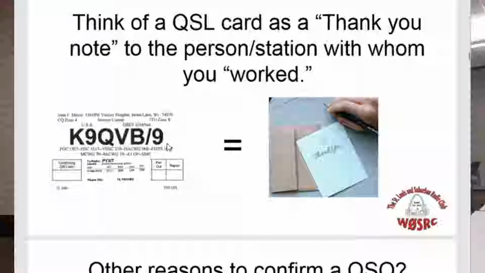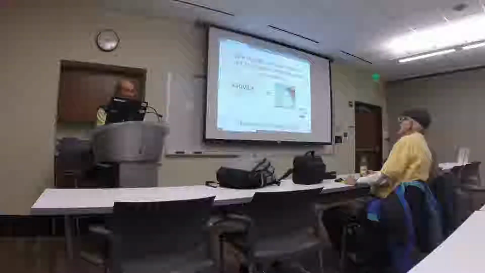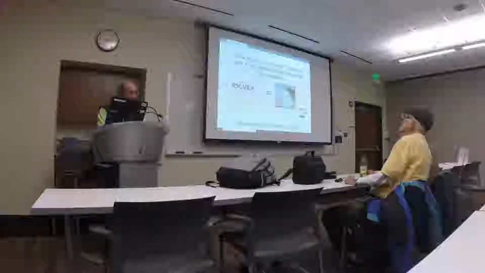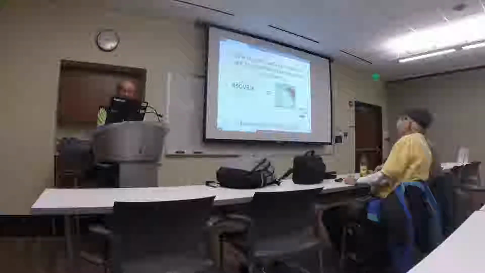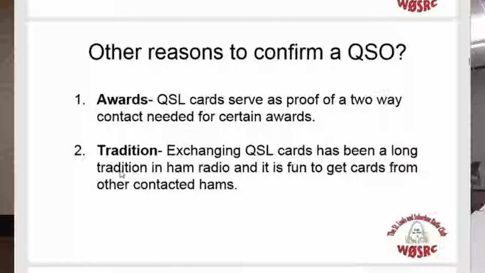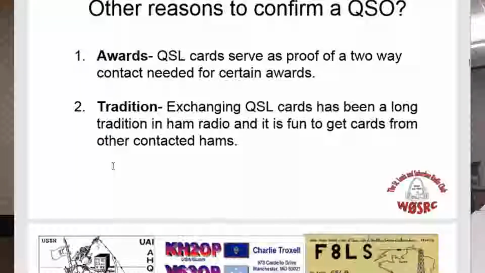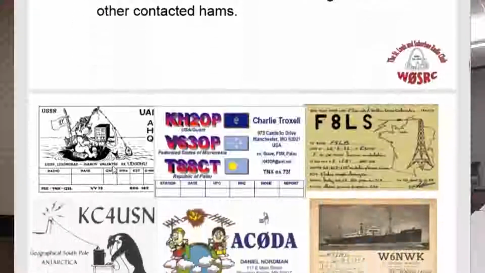In other words, there's K9QVB/9 with a QSL card. In other words, I worked that station. Here's acknowledgement. Here's proof. If you're going to do it online or seeking awards or plaques or whatever you want to call them, you have to have that. Other reasons, awards, as I just mentioned, serve as proof of a two-way contact needed for certain awards. And there's more about that later. Tradition, exchanging QSL cards has been a long tradition in ham radio, and it's fun to get cards from other contacted hams. I know some of the guys I hear on the radios, they have tons and tons of them.